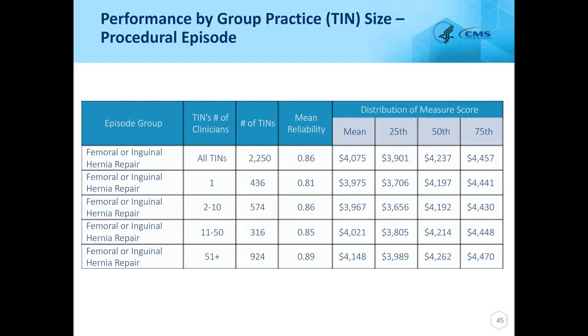So the next couple of slides are analogs to what Sam walked through for MSPB, and these give you a sense of some of the ongoing testing that we do for the episode-based cost measures. This one shows an example of the femoral inguinal hernia repair measure, and it shows the performance broken down by TIN size and the reliability and distribution of measure score. As you can see, it has a high mean reliability, which is quite stable across the different TIN sizes. Similarly, the distribution of measure score is fairly similar across the different buckets of TIN sizes we have.